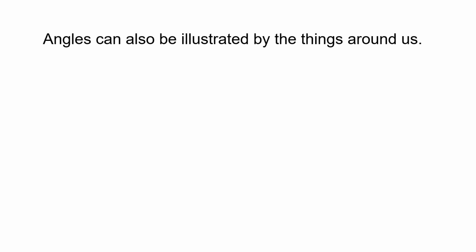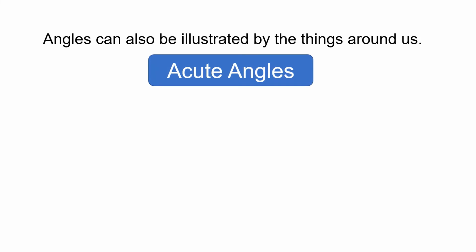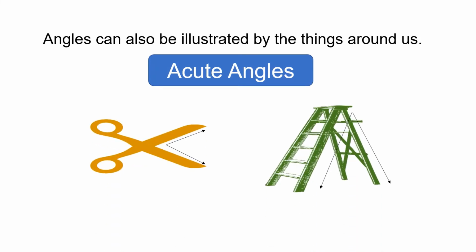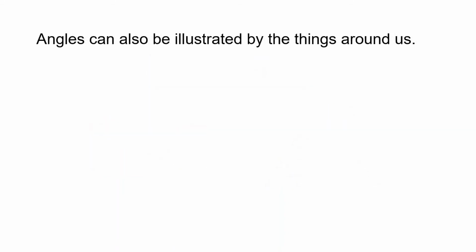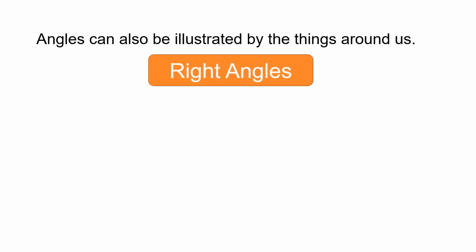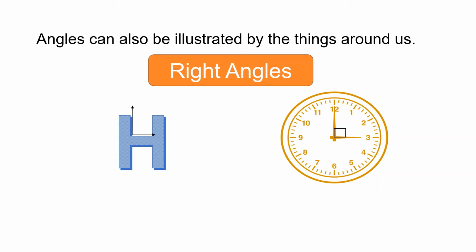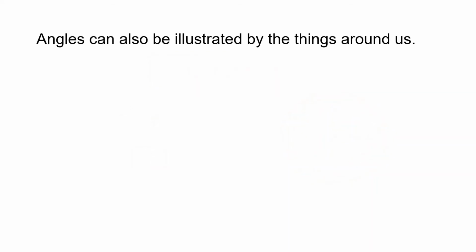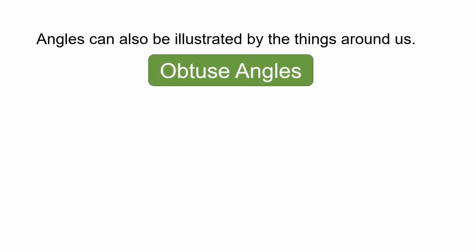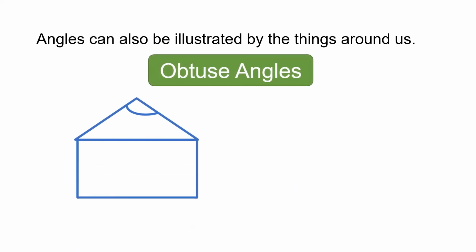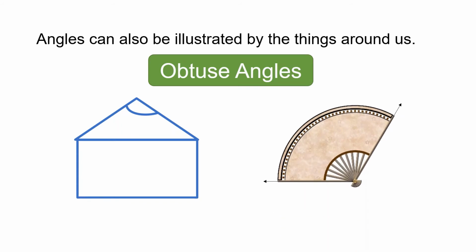Angles can also be illustrated by the things around us. Here are some examples of acute angles: scissors and step ladder. Examples of right angles: letter H and the hands of a clock pointing at 3 o'clock. Examples of obtuse angles: the roof of the house and the fan.